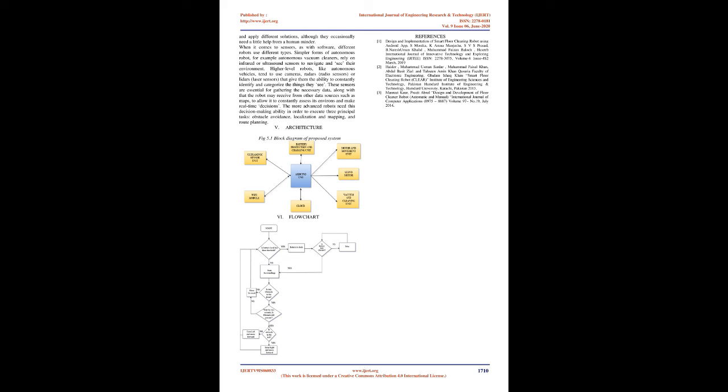These sensors are essential for gathering the necessary data, along with that the robot may receive from other data sources such as maps, to allow it to constantly assess its environs and make real-time decisions. The more advanced robots need this decision-making ability in order to execute three principal tasks: obstacle avoidance, localization and mapping, and route planning.